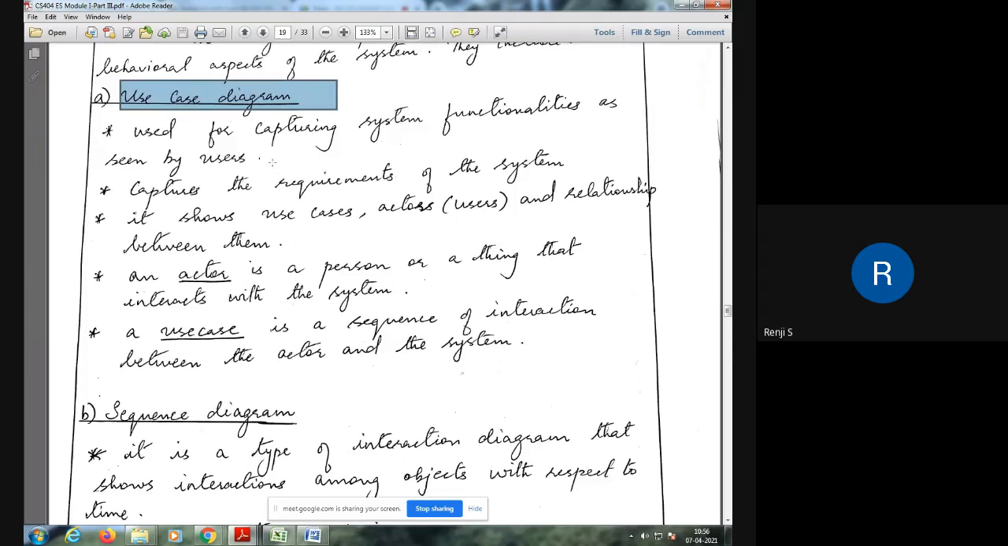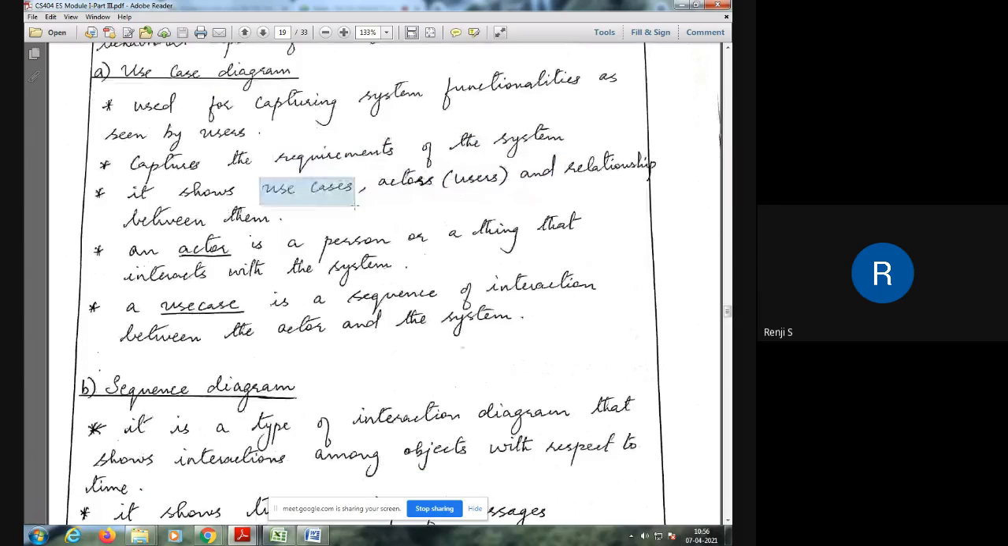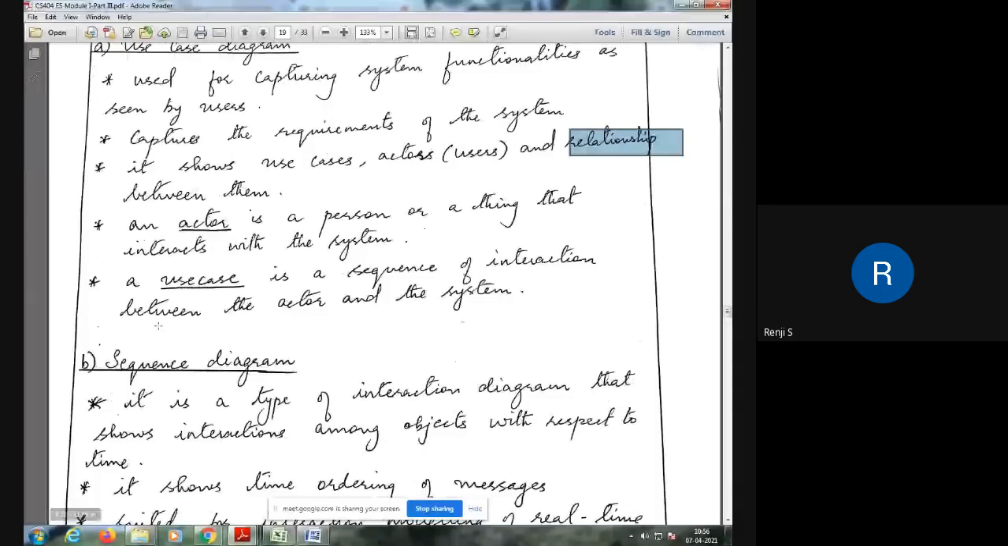Basically, this diagram is included in the analysis phase of the project. That is, after analyzing the system, you get the system requirements, and to represent the system requirements as a diagram, you use the use case diagram. And this diagram consists of use cases. A use case is a thing in UML, then actors or the users interacting with the system, and how these use cases are connected to these actors, and that is called the relationships. So in a use case diagram, an actor can be a person or a thing that interacts with the system.